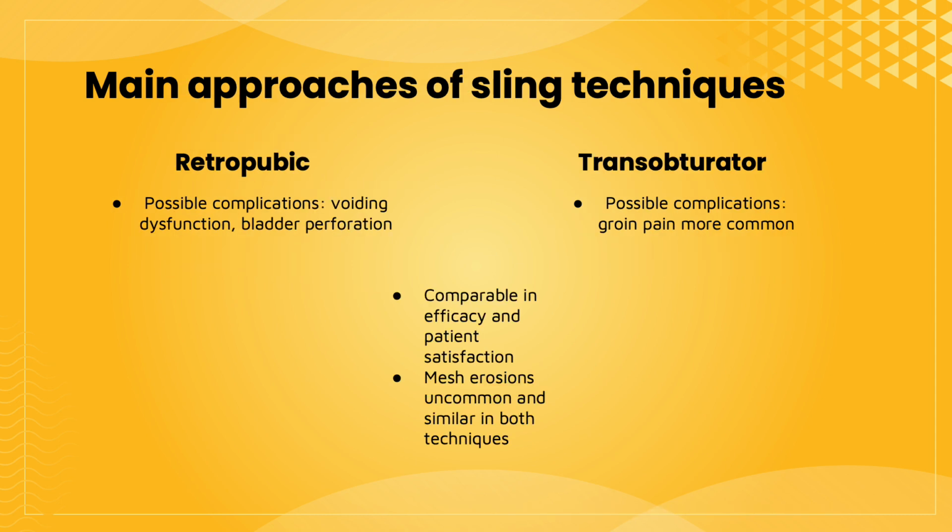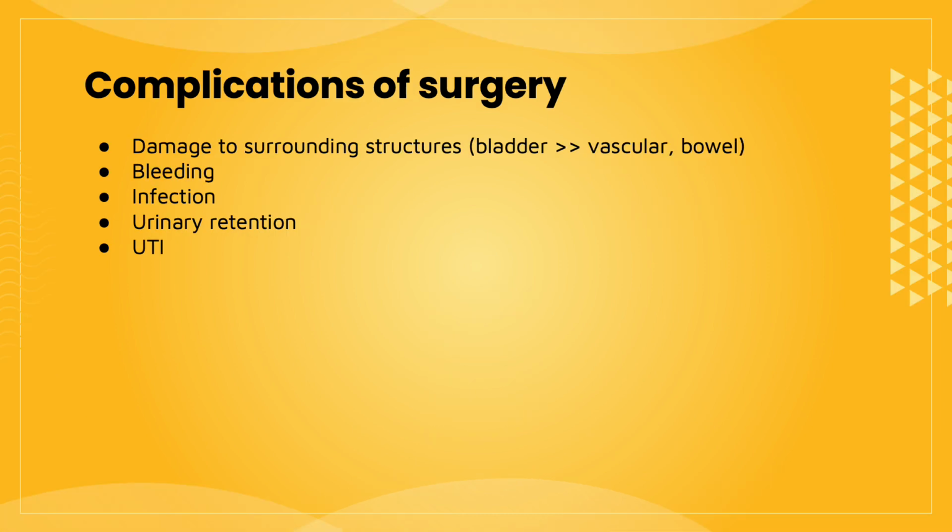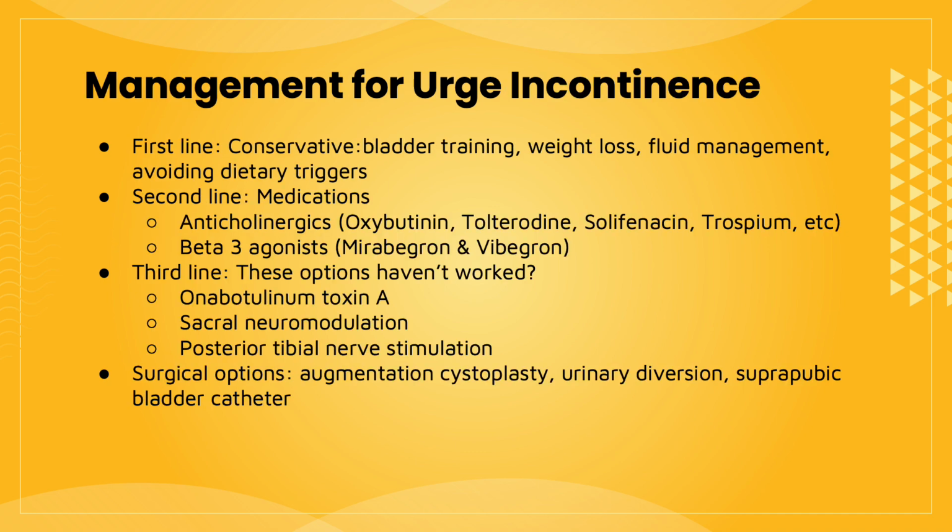For stress incontinence, the two main approaches of midurethral slings include retropubic and transobturator slings, such as depicted here. As always, there are complications to look out for after a surgical procedure, including bleeding, infection, injury to surrounding structures, and urinary retention, among others.